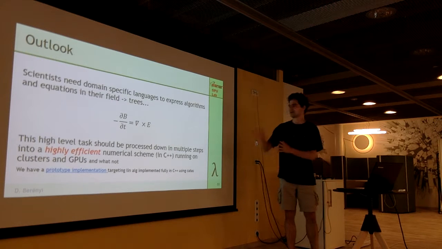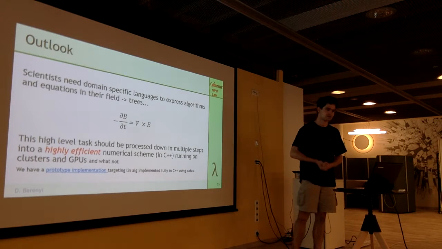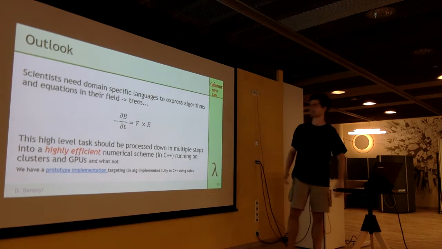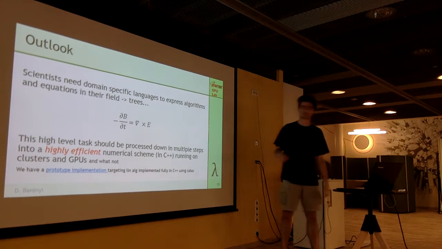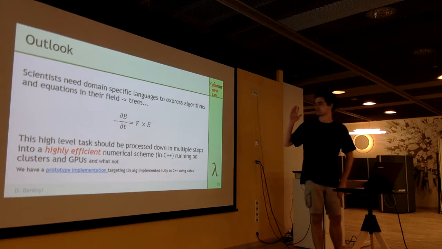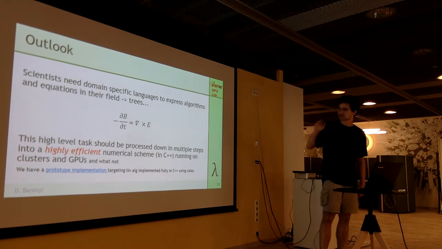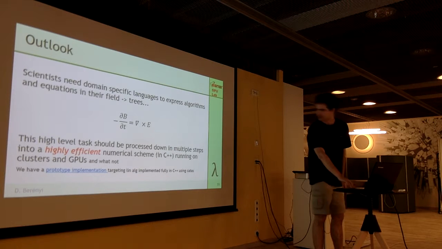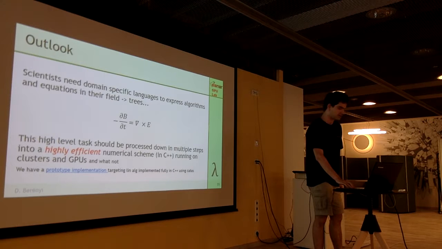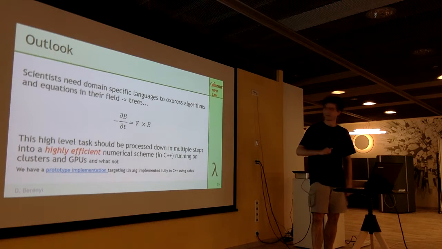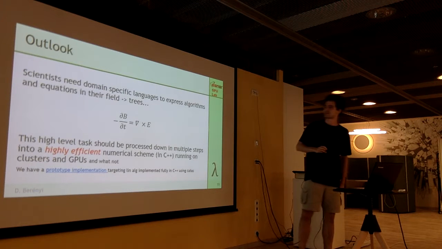So this is a high-level expression that should be processed down in multiple steps until we get a really efficient numerical simulation, probably in C++. I'm writing it because we think that the most efficient compilers are developed for C++, as far as we see, and it should be running on clusters and GPUs and probably other hardware. This is the task that we are investigating in multiple cases and multiple attempts.